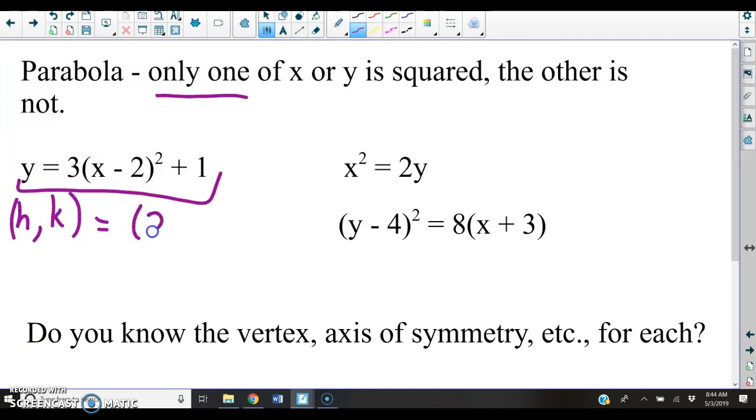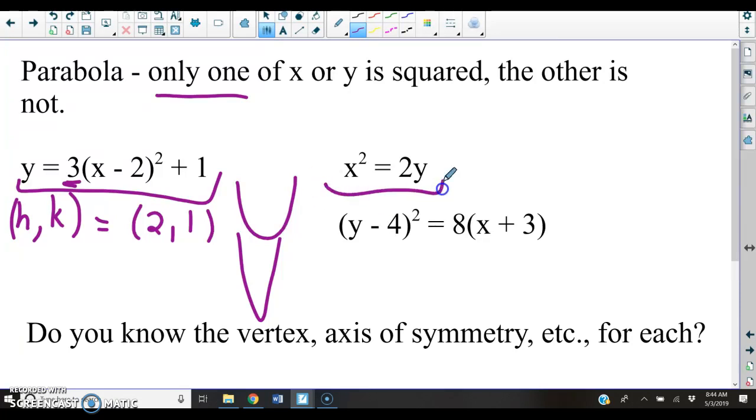So in this case, our vertex is 2, 1. The 3 is going to change how quickly it rises. Instead of just being like this, it's going to be much steeper. And you could plot the points. Some of you use Desmos. Okay. This is the new form.